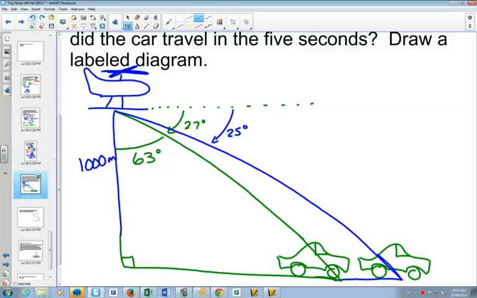And one thing that always happens with an angle of depression is the angle of depression for the helicopter always equals the angle of elevation from the car's perspective. So if it's 27 up here, it'll be 27 down there. Same thing with the 25 here, in blue, that would leave 65 degrees left. And down here, from the car's perspective, the angle of elevation would be 25 degrees.